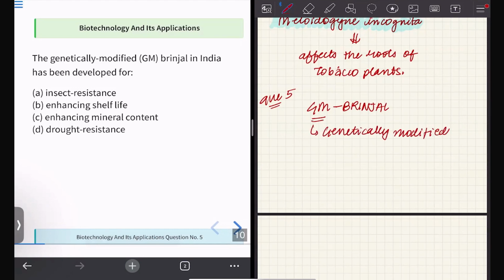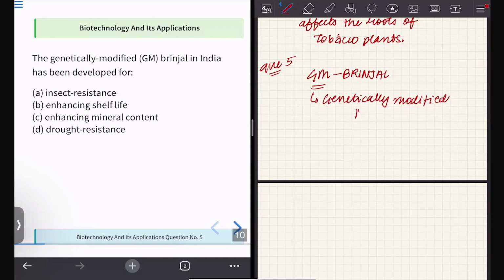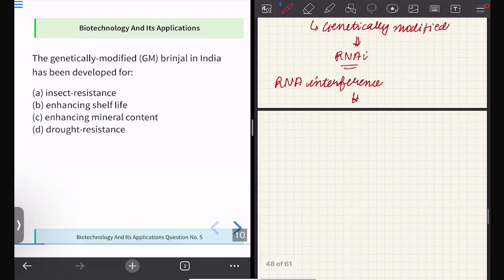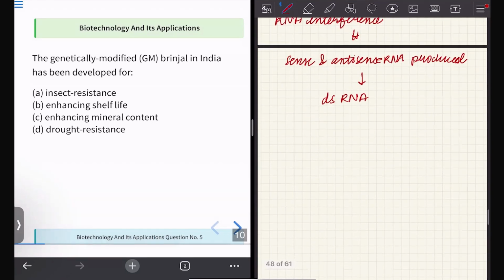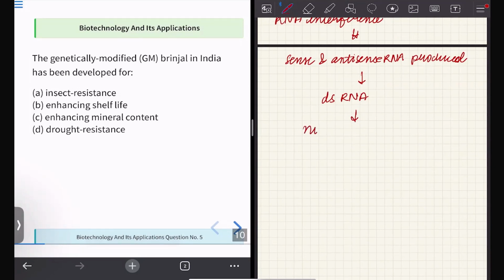So this particular brinjal, how is it produced? It is produced by a process known as RNAi. What is RNAi? It is RNA interference. In RNA interference, there is formation of what? Sense and antisense RNA is produced. This sense and antisense RNA combine together to form double-stranded RNA. Double-stranded RNA would cause no further translation.